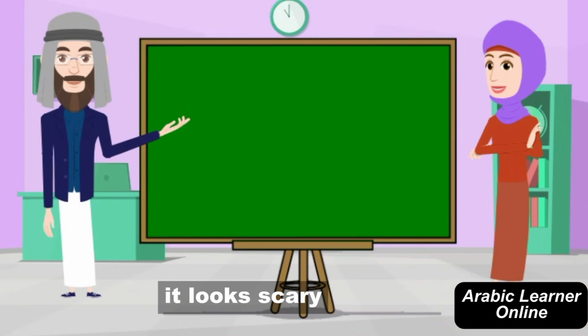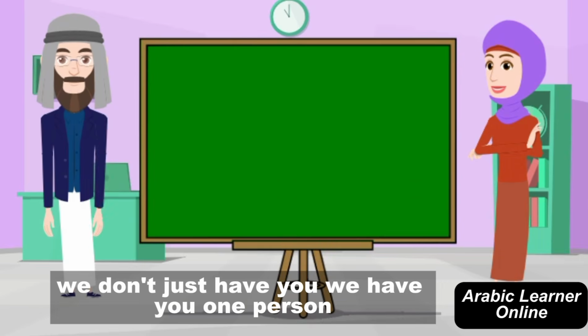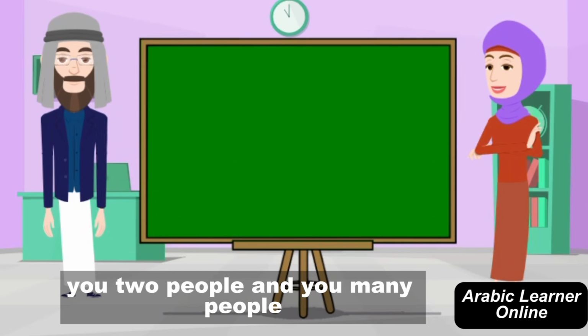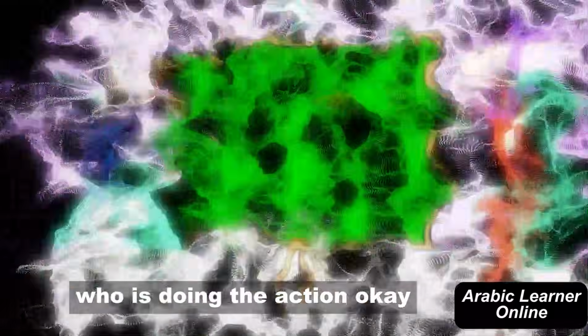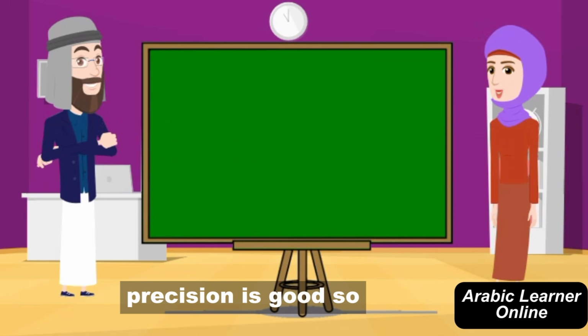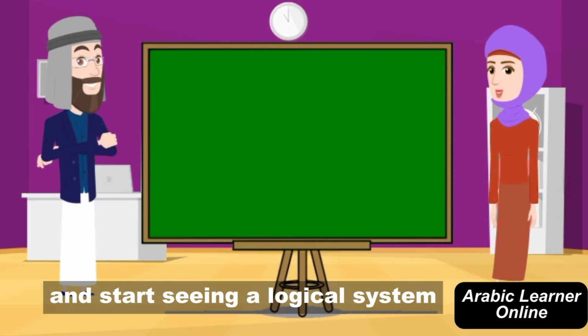It looks scary, but it's actually a mark of Al Arabiya's precision. We don't just have "you", we have "you" one person, "you" two people, and "you" many people. The language is telling you exactly who is doing the action. Okay, precision is good. So, how do we stop seeing 14 individual enemies and start seeing a logical system?